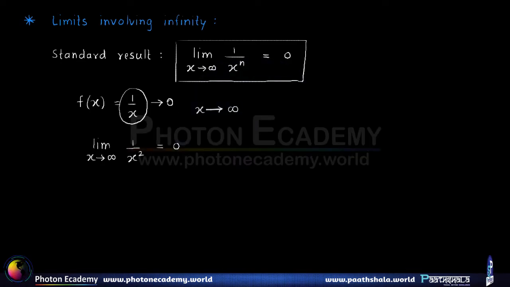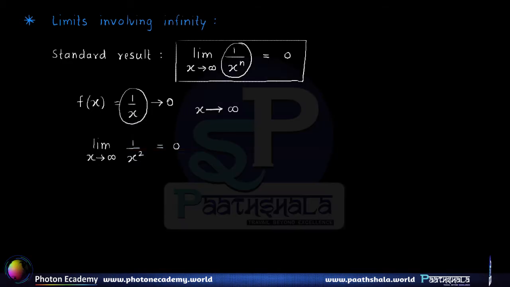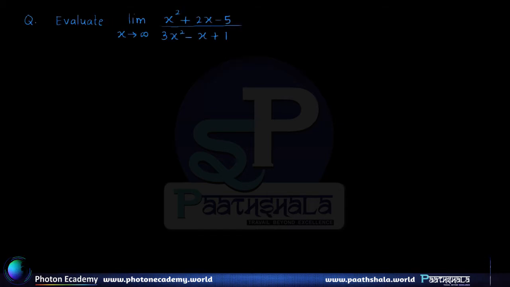Okay. So in the limits that involve infinity, what we have to adjust is this particular term, 1 upon some power of x, that will definitely tend to 0. Of course, that n has to be a positive real number. So now let us solve a few sums based on this.